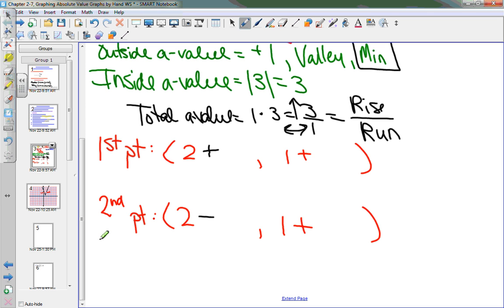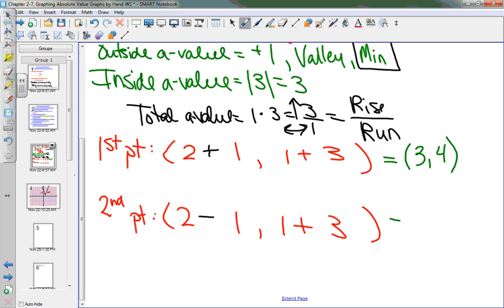Now, what am I adding? I'm going to add my run. Well, what's my run? 1. What am I adding to my y value? My rise, which is the 3. Do we see that? So now what is 2 plus 1? 3. What is 1 plus 3? 4.